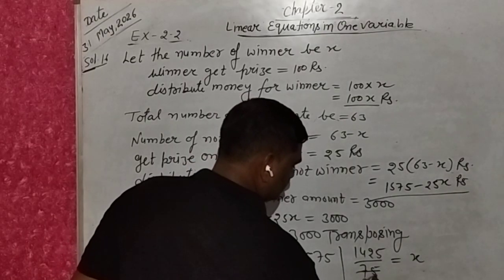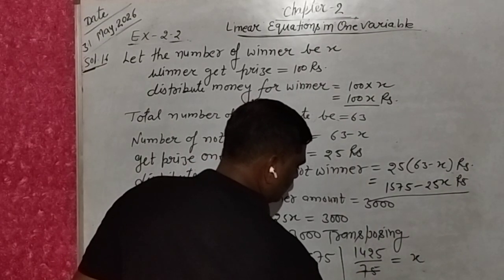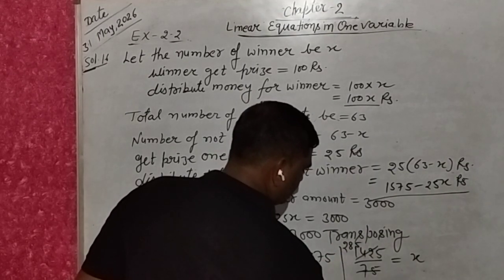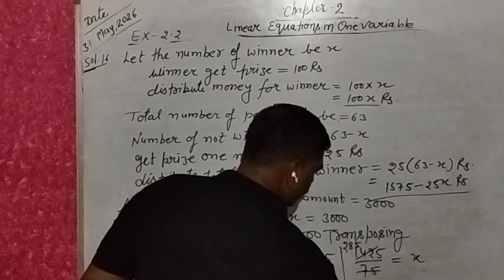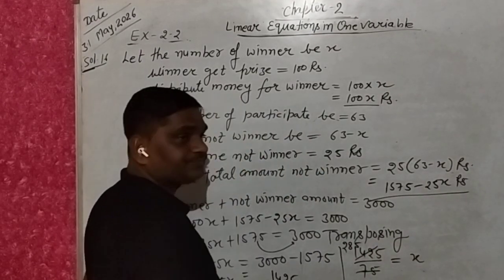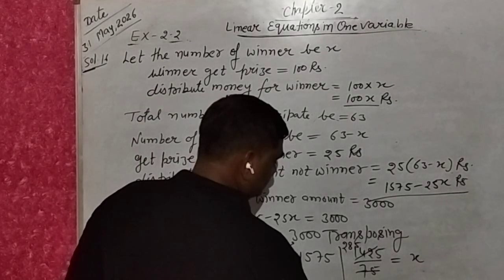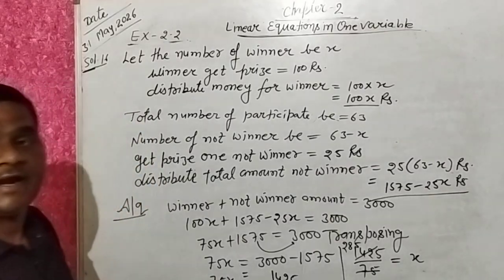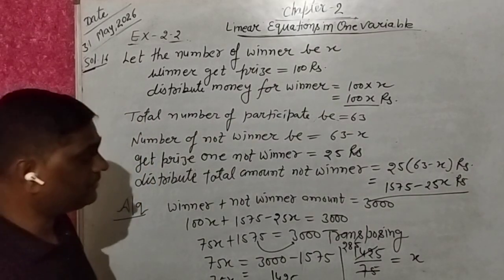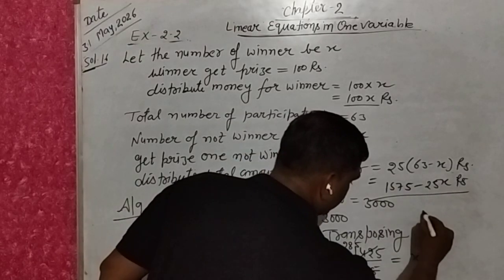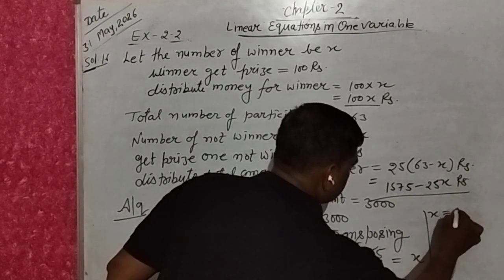285 upon 15 is equal to x. 15 times 1 is 15, 15 and 13 is equal to 28, then 15 times 9 is 135. So x value, x is equal to 19.